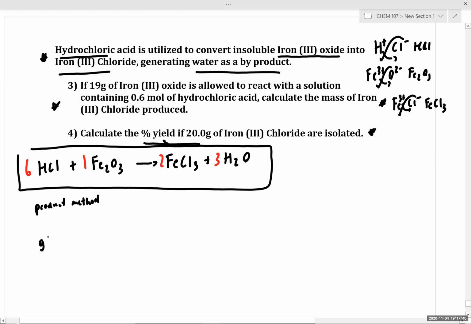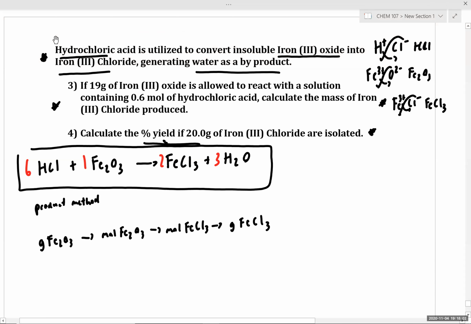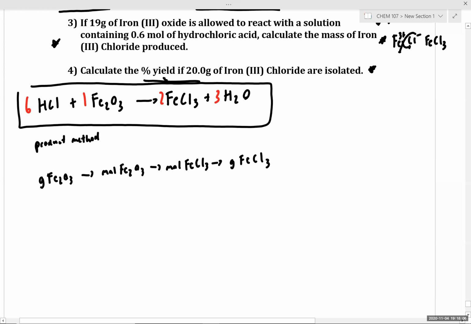So we're going to go from the grams of iron 3 oxide to the moles of iron 3 oxide to the moles of iron 3 chloride to the grams of iron 3 chloride. And you're going to repeat this conversion process for hydrochloric acid. So you're going to go from the moles of hydrochloric acid to the moles of iron 3 chloride to the grams of iron 3 chloride. Of course, you're more than welcome to use the ICE table method as well. But if you just need to calculate the expected mass of product, then the product method is pretty efficient.